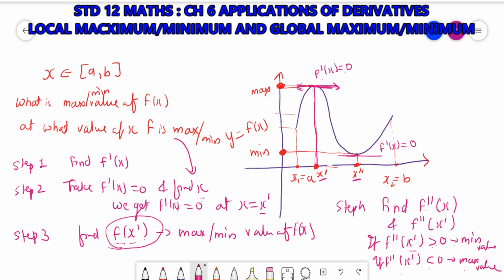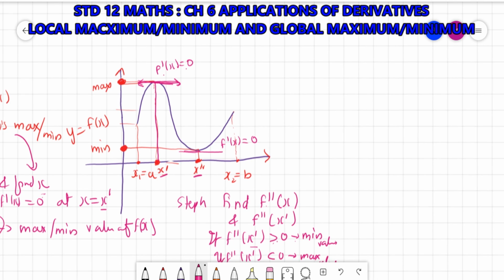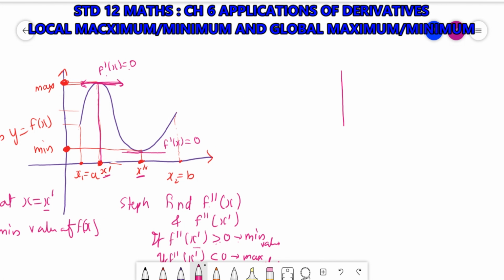Local maximum and local minimum. Okay. See now, if the curve is like this.